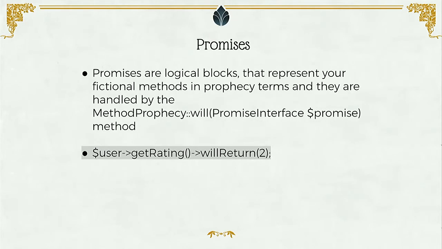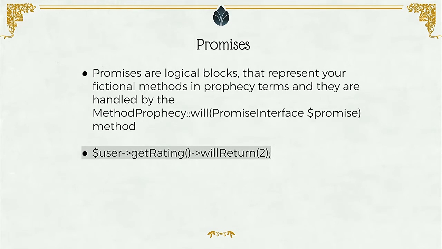Stubs actually use promises. Promise means, you can see "will return 2": you promise that when you are calling this getRating method, or this particular method, this will return only the particular value. In simple terms, when you call this method, you say this has to be returned, and you promise it will return only this value, 2. That is called a promise.